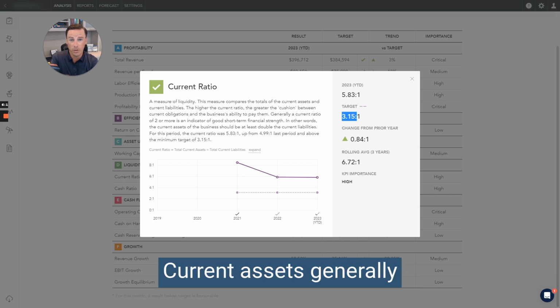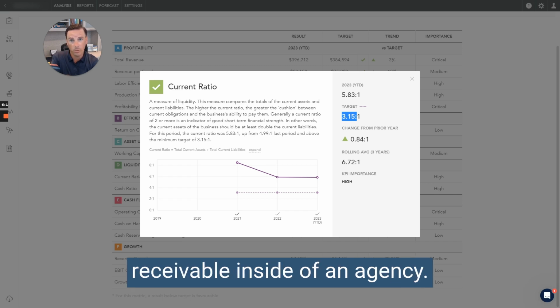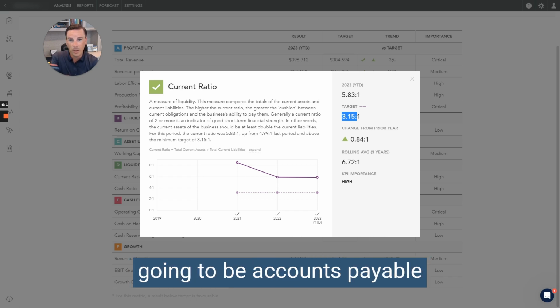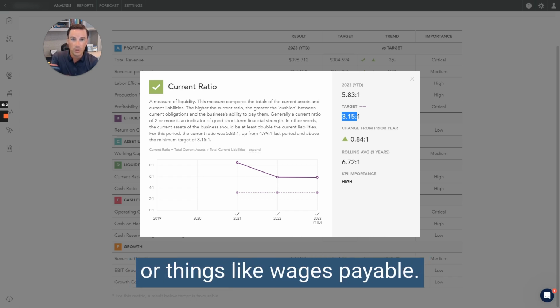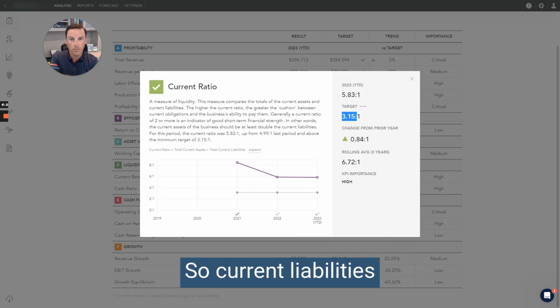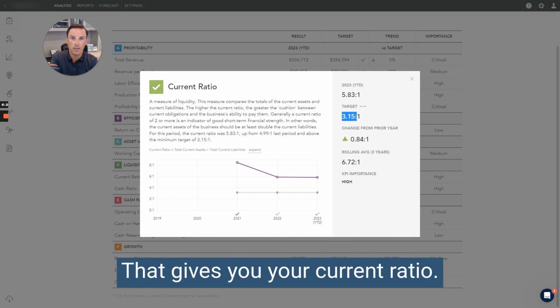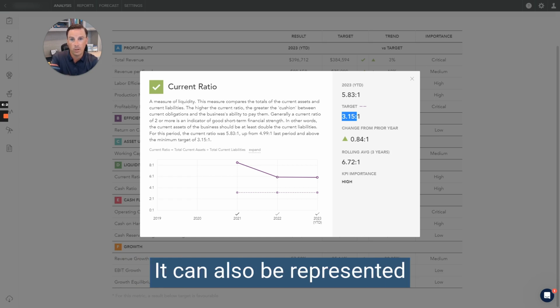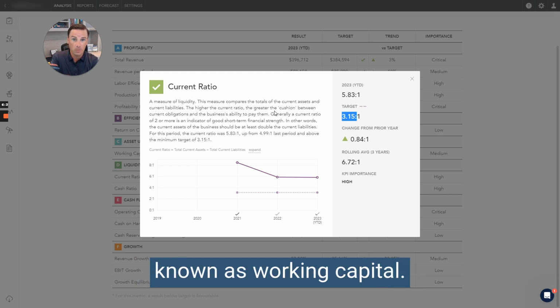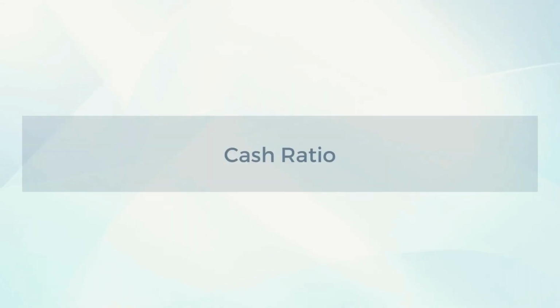Current assets generally mean cash and accounts receivable inside of an agency. Current liabilities are generally going to be accounts payable or things like wages payable, things that you're going to pay in the short term. So divide those into each other, so current liabilities into current assets, that gives you your current ratio. It can also be represented in nominal terms by subtracting current liabilities from current assets, and that's basically known as working capital.